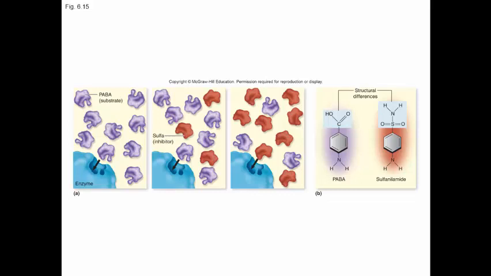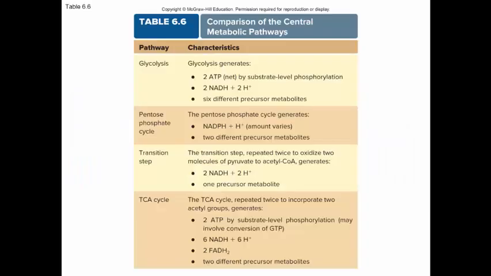And you can see this in another example here. Basically, what you've got is PABA is the substrate, sulfa is the inhibitor, and therefore PABA doesn't get converted. Okay, and you notice the structural similarities here between sulfanilamide and PABA.